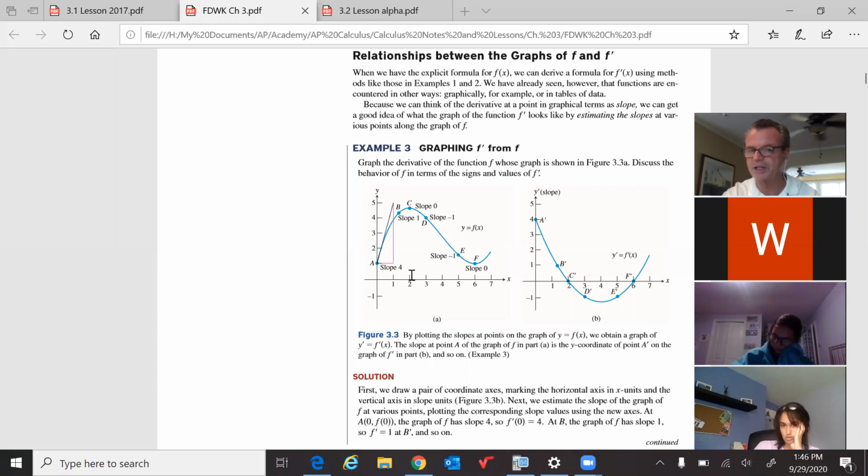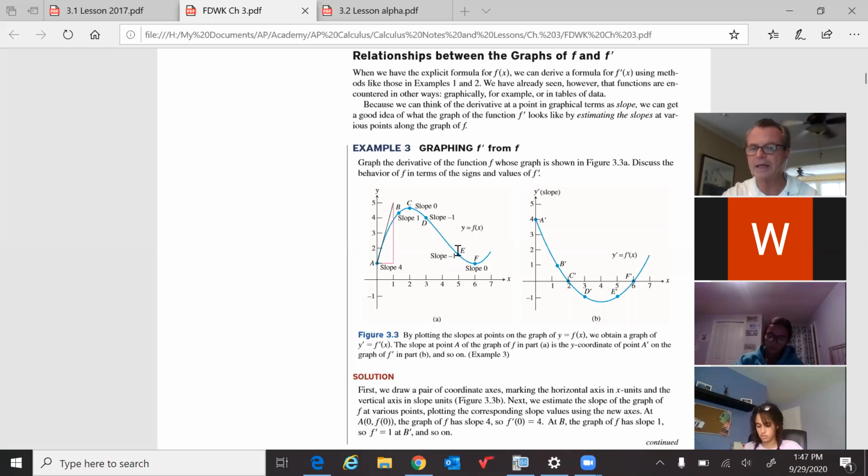See what's happening? C is 2 to the right, looks like up almost 5. We can tell this is where the graph is peaking. So the tangent would be horizontal, would have a slope of 0. So here they went to C. When they identified the slope, they put a 0.